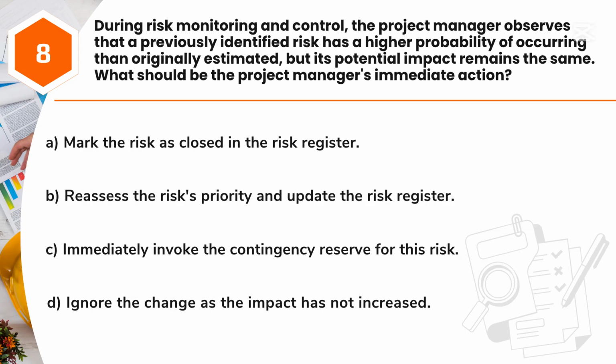Question 8. During risk monitoring and control, the project manager observes that a previously identified risk has a higher probability of occurring than originally estimated, but its potential impact remains the same. What should be the project manager's immediate action? A. Mark the risk as closed in the risk register. B. Reassess the risk's priority and update the risk register. C. Immediately invoke the contingency reserve for this risk. D. Ignore the change as the impact has not increased.